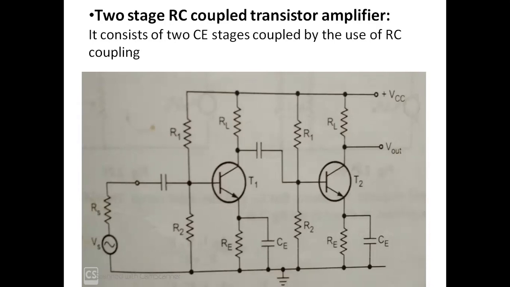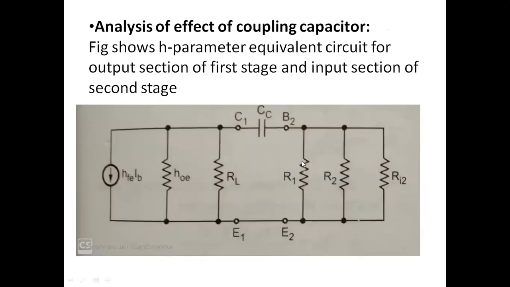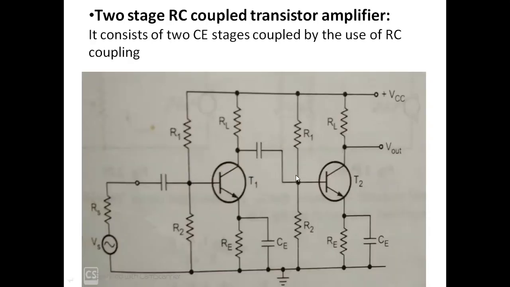That means at mid frequencies, at lower frequencies, and at higher frequencies, the capacitor becomes short circuited, or it provides some reactance. So we have RL, and a capacitor connected to the input section of the second stage. The input section of the second stage has R1, R2, and Ri2, so at the input we have three resistances.